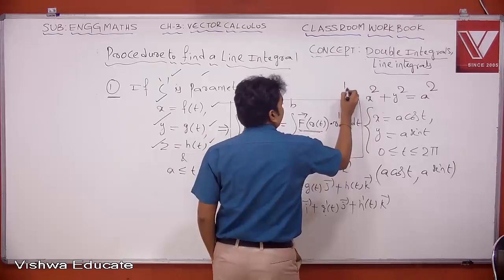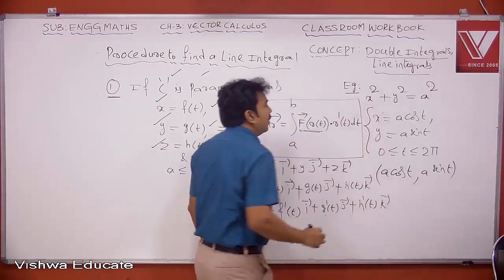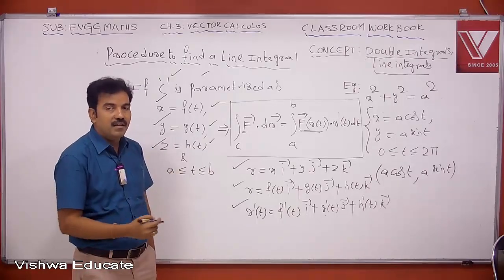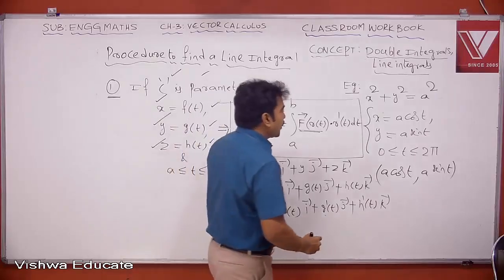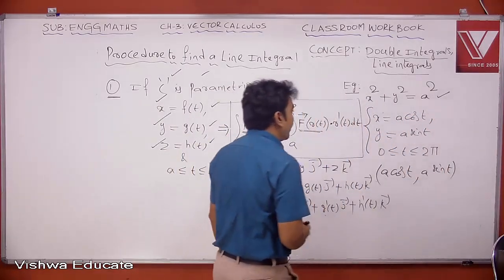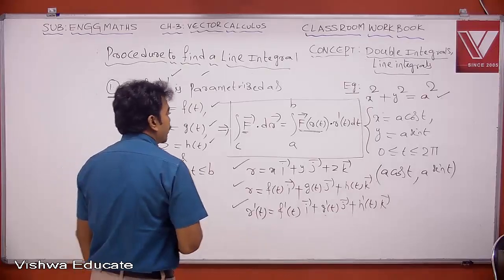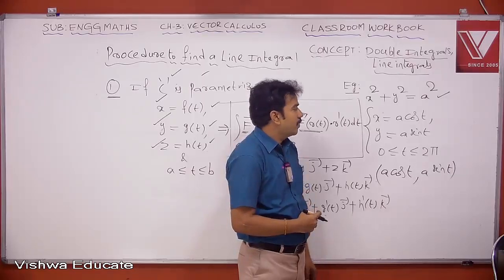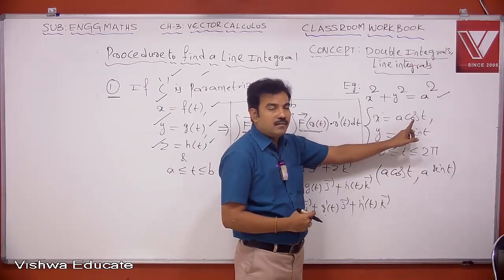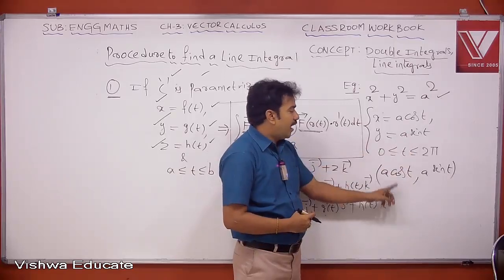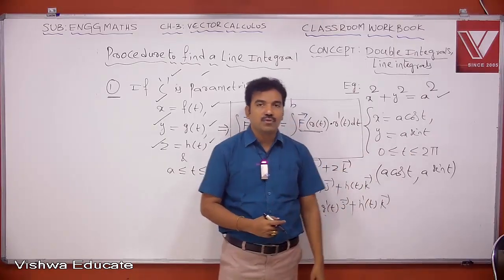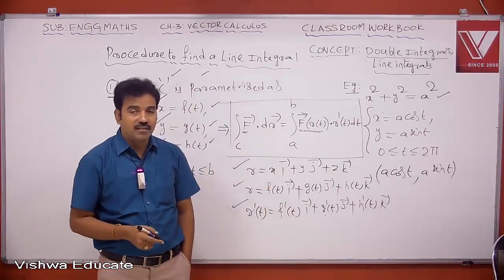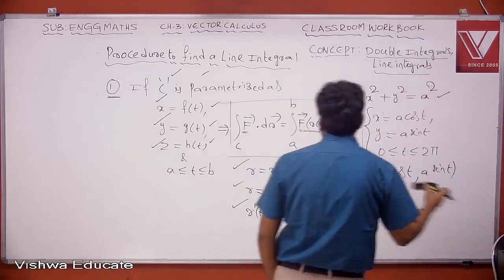Let's write one example, just parametric equations of a circle. We were not finding a line integral, we were going for parametric equations of a circle. The parametric equations of a circle, x square plus y square equal to a square, are x equal to a cos t, y equal to a sin t, and 0 less than or equal to t less than or equal to 2 pi. This is the most effective case, right? Now we discuss the second procedure.